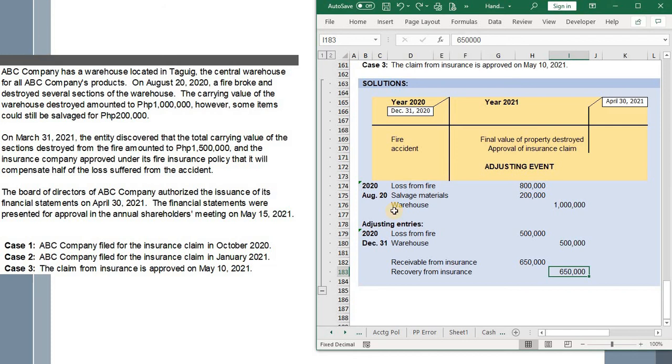Because again, the condition that must exist on or before 2020 is not the filing of the insurance claim. It must be the reason why the entity filed for the insurance claim. And that is because of the fire accident that occurred in 2020. So that is why the two events are still adjusting events under case 2. So the answers for case 1 and case 2 are similar. So now let us proceed to case 3.